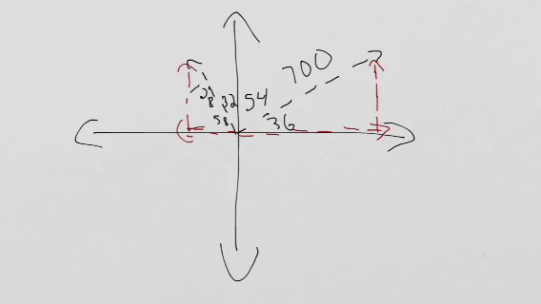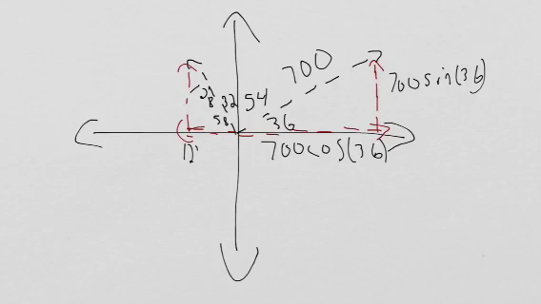So then using basic right triangle trig, I can say that this is 700 times cosine of 36 degrees, and this is 700 times sine of 36 degrees. And then similarly over here we have 128 times cosine of 58, and we have 128 times sine of 58. Those are the component vectors of the two colliding plane and wind vectors.